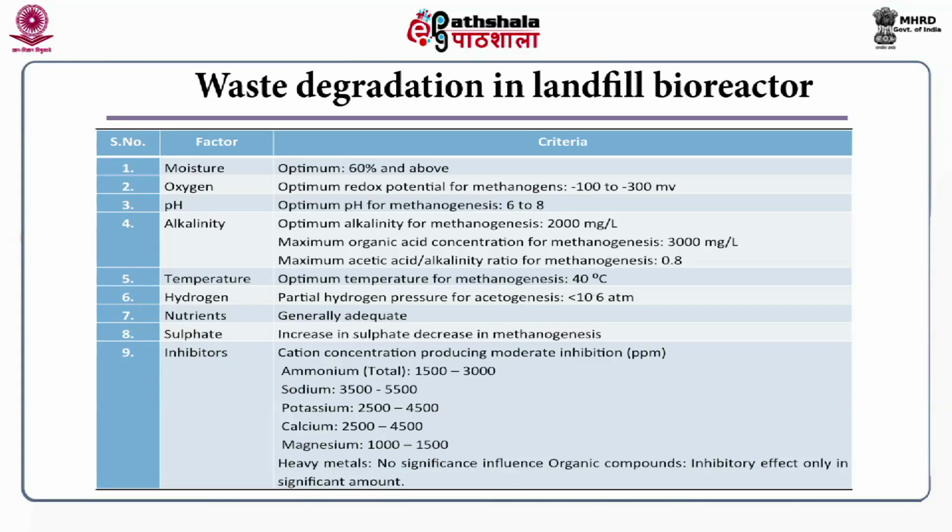Alkalinity, especially for methanogenesis, is around 2000 milligram per liter, and the maximum organic acid concentration during methanogenesis is 3000 milligram per liter. The optimum temperature, especially for methanogenesis, is 40 degrees Celsius. Hydrogen should have a partial pressure of less than 10.6 atmosphere for acidogenesis. You should have adequate nutrients, and sulfate salts should be there, because sulfate salts generally decrease during the process of methanogenesis. So, optimum sulfate salts should be there to accelerate the process.